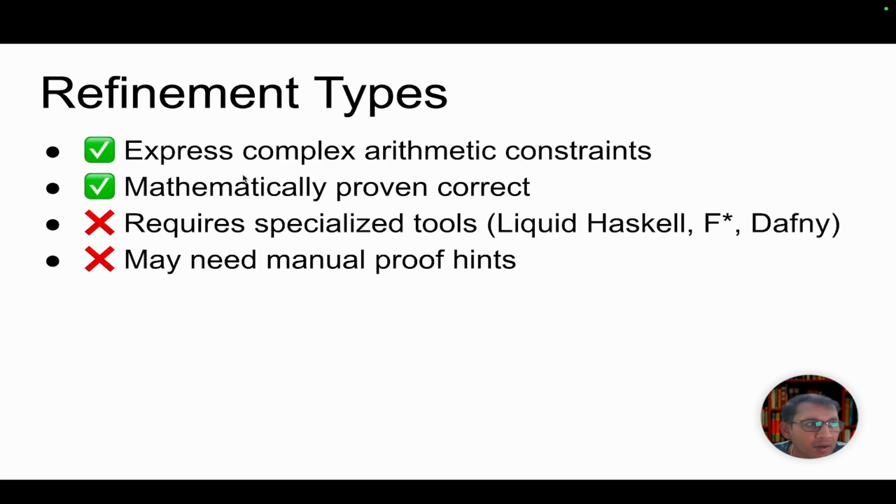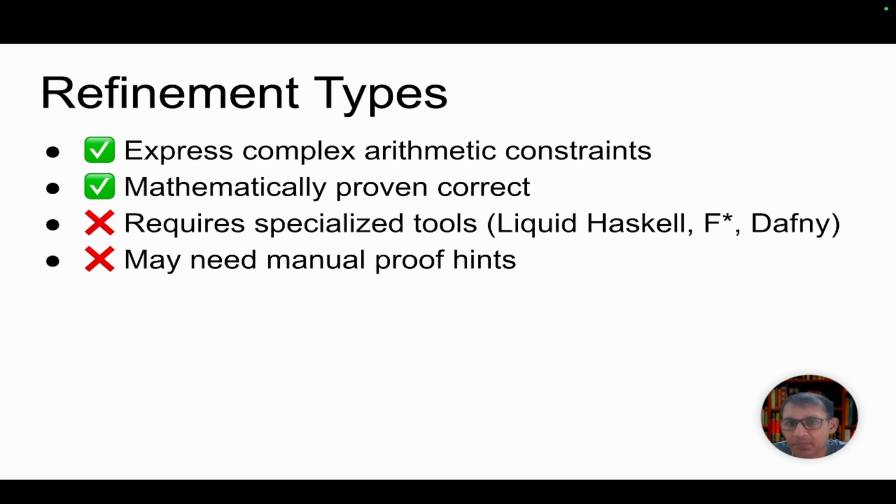Now, the power of refinement types is that they can express arbitrarily complex constraints involving arithmetic, logic, and relationships between multiple values. You can specify that an array index is within bounds, that a network timeout is within reasonable limits, or that a cryptographic key has the correct length and format. The compiler uses automated theorem provers, SMT solvers, to verify that your code respects these constraints.